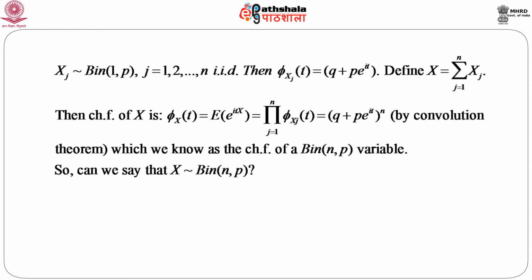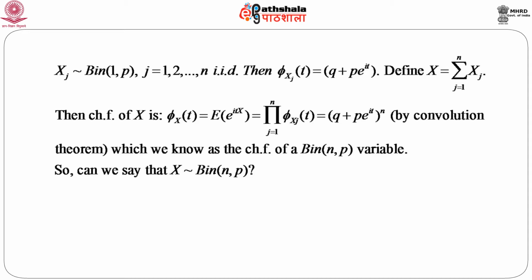First, let us consider one small example. Suppose X_j is a random variable that follows Binomial with parameters 1 and p, for j equals 1 to n, and all these X_1, X_2, ..., X_n are IID random variables. Then it can be easily shown that the characteristic function corresponding to this random variable X_j, which is phi_{X_j}(t), equals q plus p e to the power i t. Let us define a random variable X, which is nothing but the sum of all these X_j's, that is X_1 plus X_2 plus ... plus X_n.